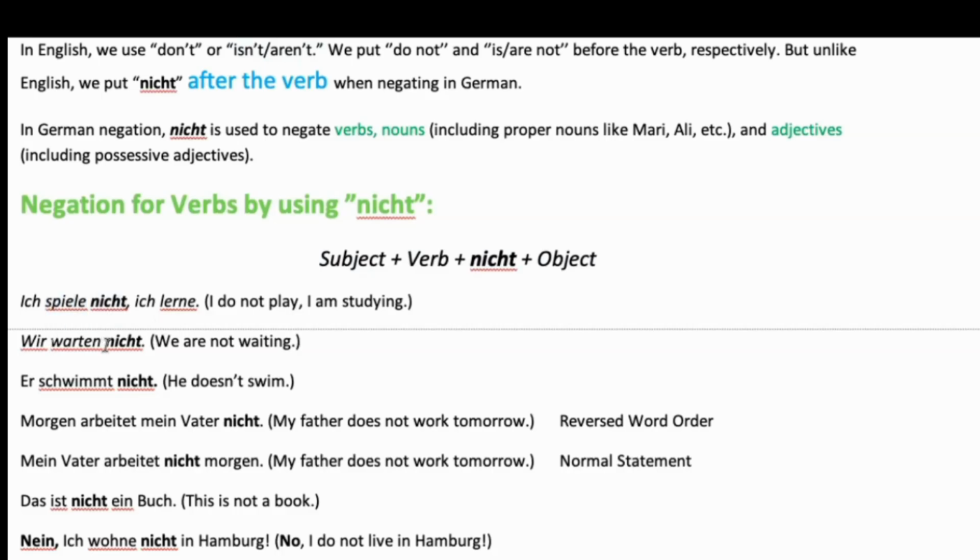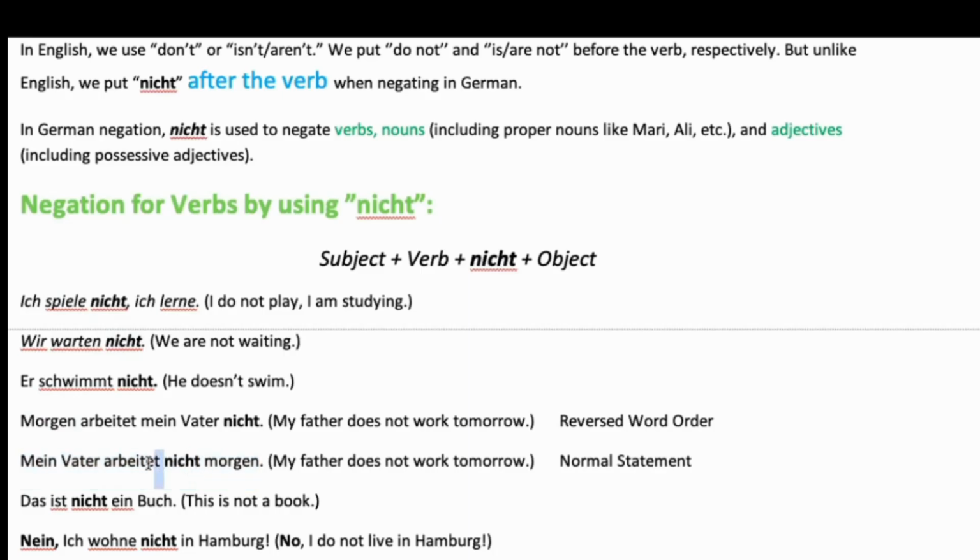Wir warten nicht. We are not waiting. Again, after the verb. Er schwimmt nicht. He doesn't swim. Morgen arbeitet mein Vater nicht. My father does not work tomorrow. This is a reverse word order. Basically, I start the sentence with a non-subject word. The same sentence is here: Mein Vater arbeitet nicht morgen.